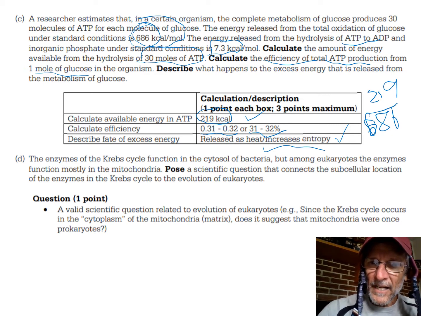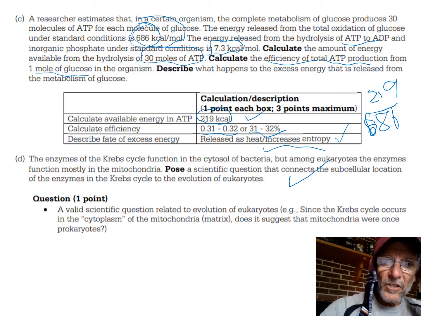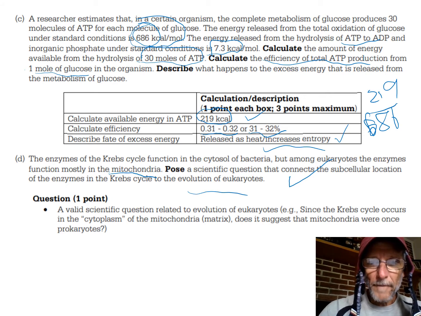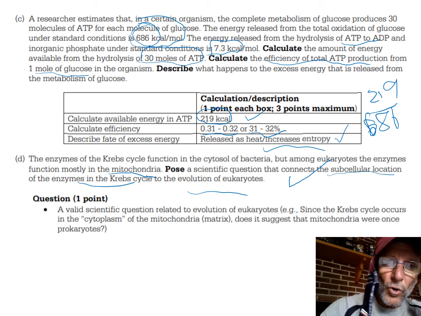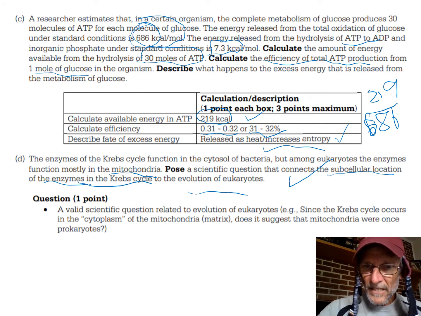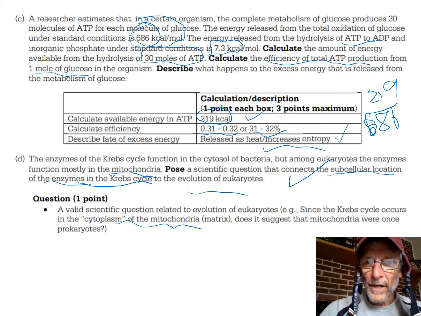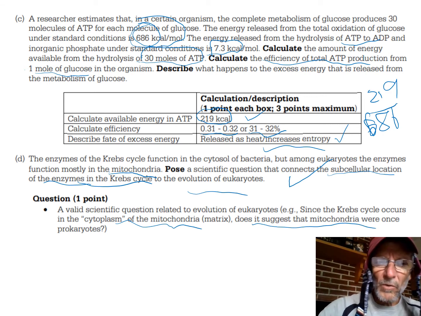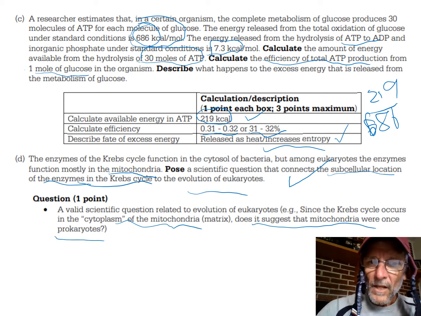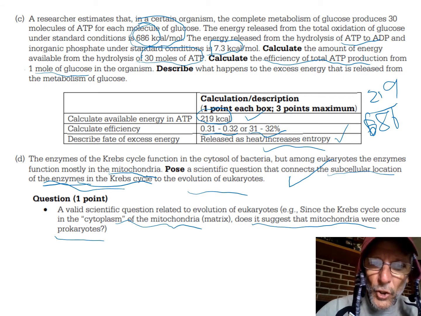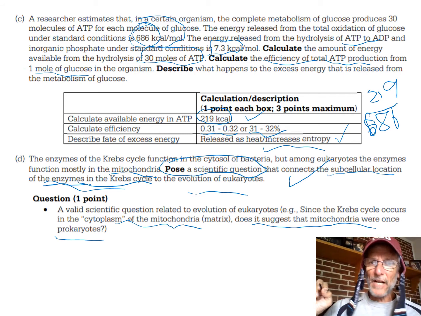Pose a scientific question that connects what they asked you to know, that these little creatures, mitochondria and chloroplasts, were prokaryotic cells that became part of eukaryotic cells. Okay, so a valid question that connects the location of the Krebs cycle and the enzymes of the Krebs cycle would be something like this. Since the Krebs cycle occurs in the inside of a mitochondria, does that suggest that mitochondria were once prokaryotes? That would be a question that relates to the evolution of eukaryotes and the location of the enzymes in the Krebs cycle. Make sure you pose a question. Don't make a statement if they ask you to pose a question.